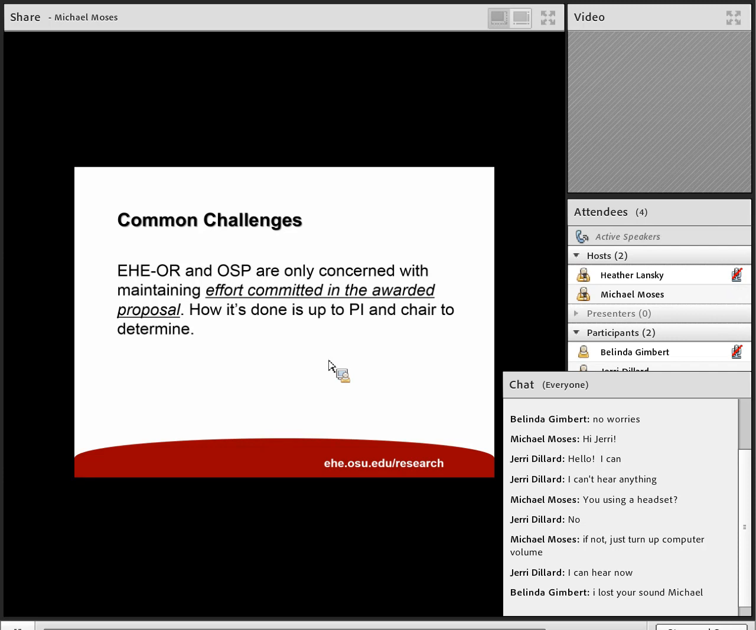So the sooner a PI communicates effort decrease to their grants managers and OSP, the sooner we get it approved by the sponsor, and we're on our way.